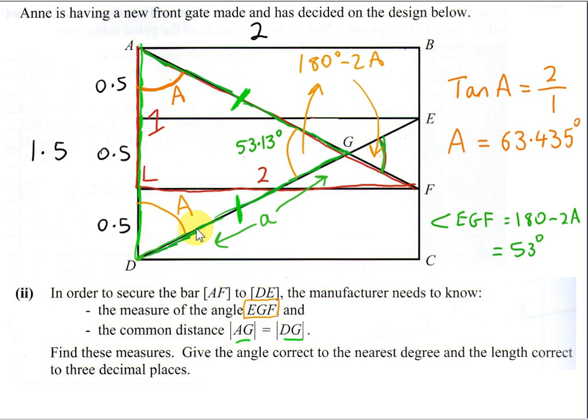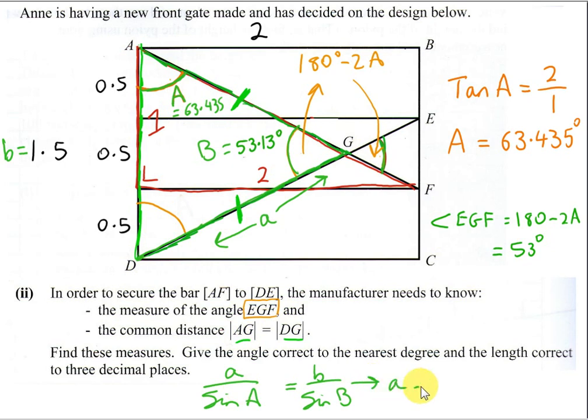Next we want to find this distance here. That's DG, which is the same as AG. We can use the sine rule here. We can say that this side, which I'm calling little a, divided by the sine of the angle that's opposite it, capital A, equals this side little b divided by the sine of this angle here. So we need little a. So little a is b sine A divided by sine B. Just multiply both sides by sine big A.